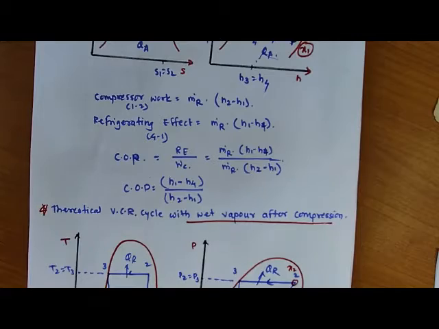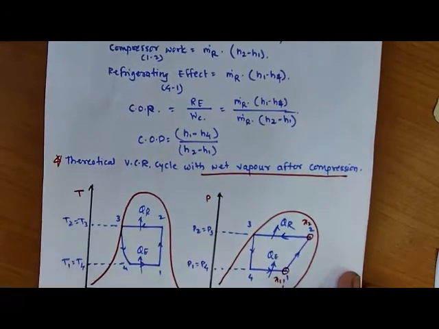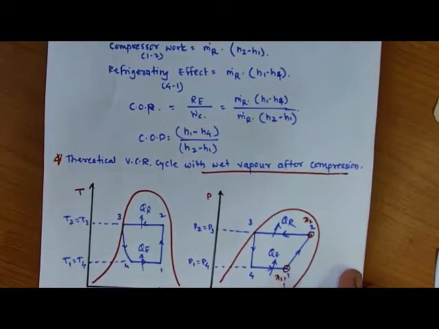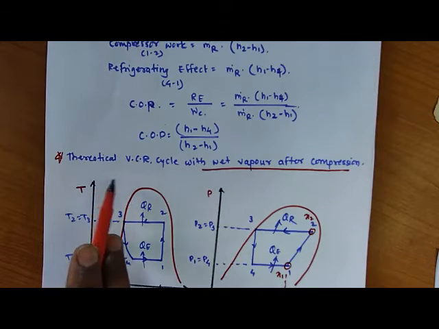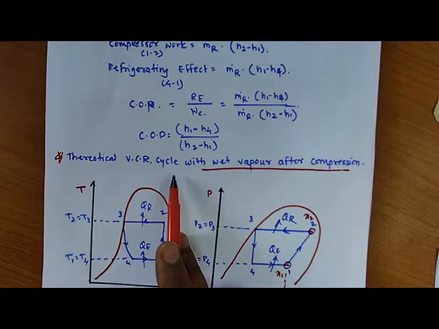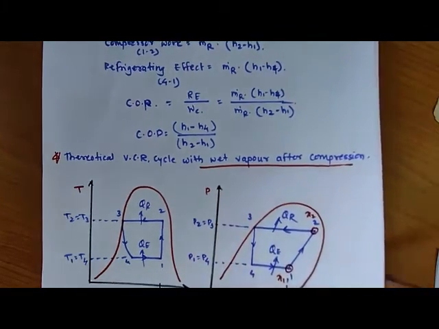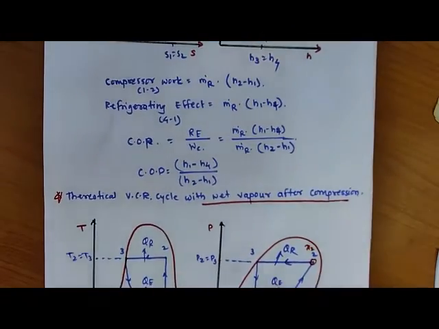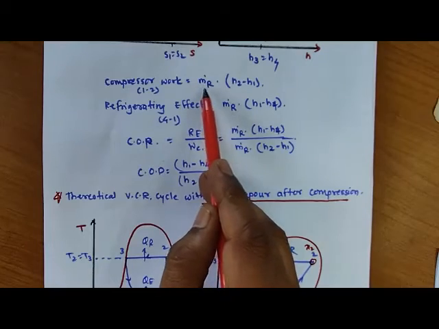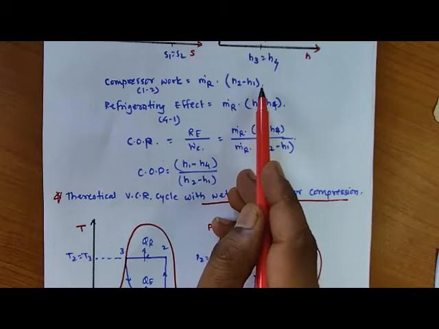Now what will happen here? Again the COP. If you see here, for the theoretical vapor compression cycle with wet vapor after compression, we can use the same formula: compressor work is the mass flow of refrigerant multiplied by H2 minus H1.